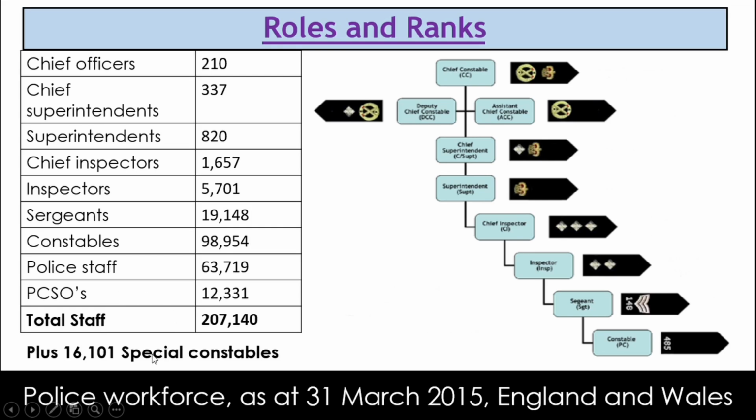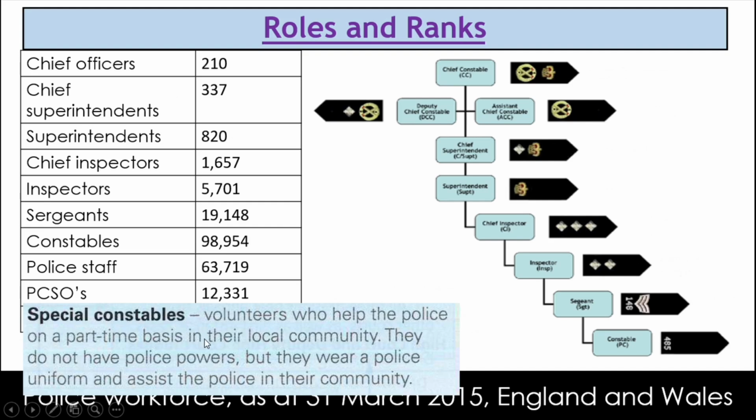Then you've got special constables as well. They are members of the public who volunteer to undertake police functions on a part-time basis. A special constable's main role is to conduct local intelligence-based patrols and to take part in crime prevention initiatives, often targeted at specific problem areas. Here is a definition of special constables, which I suggest you write down. Volunteers who help the police on a part-time basis in their local community. They do not have police powers, but they wear a police uniform and assist the police in their community.